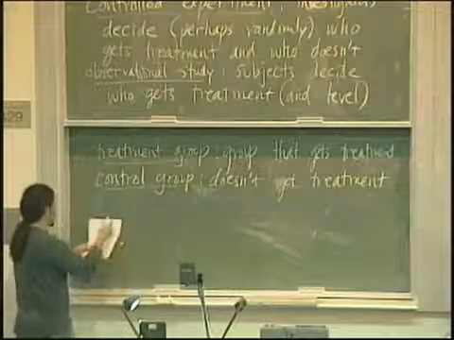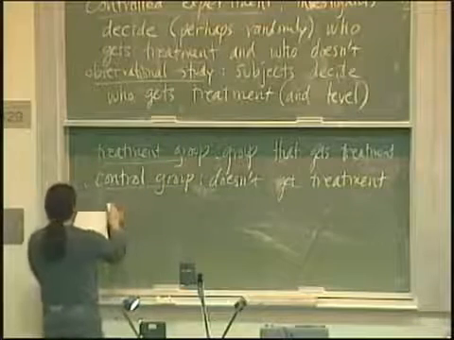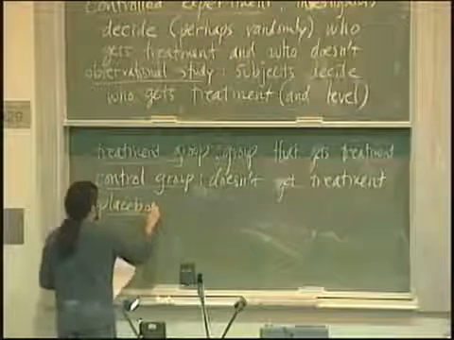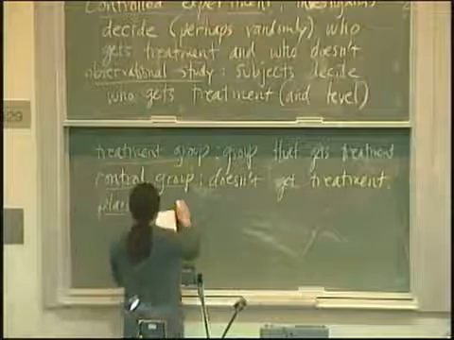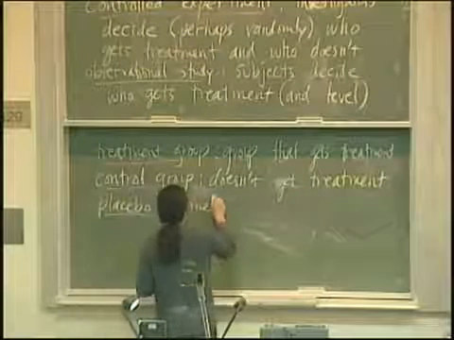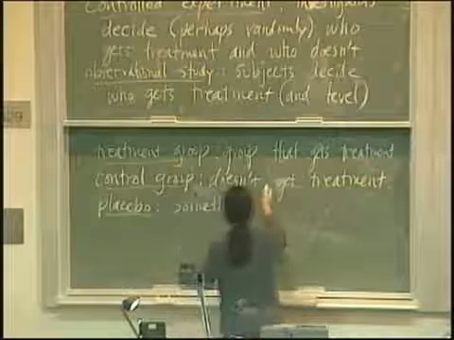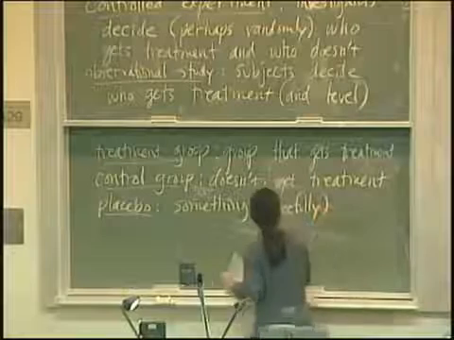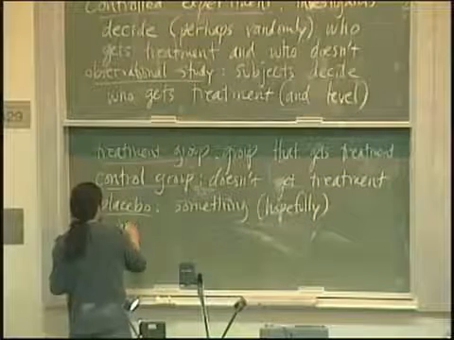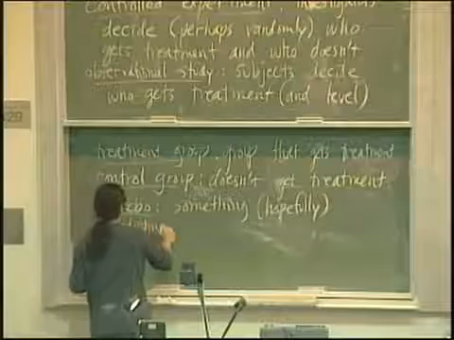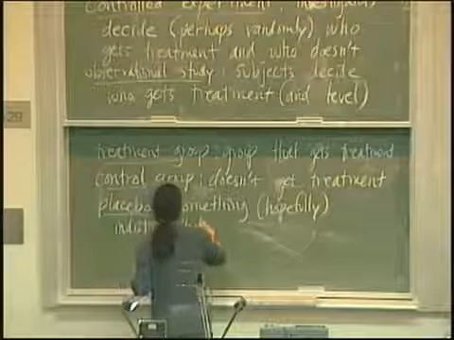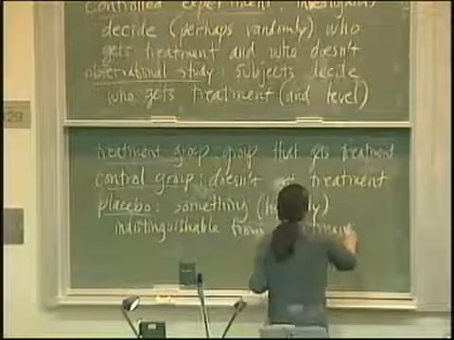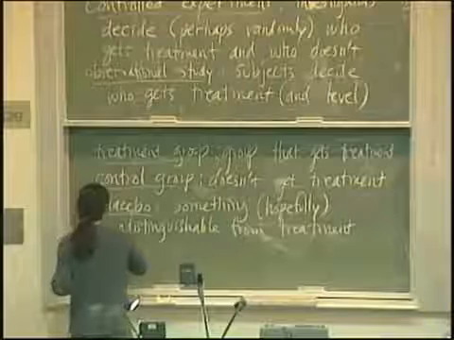Okay, so let me write down a couple more things and then I'll talk a little bit more about this. So a placebo is something, I'll say it this way, something hopefully indistinguishable from treatment. And this is given to the control group.